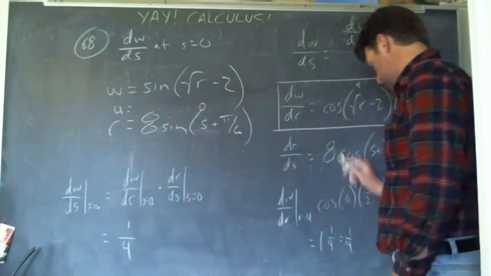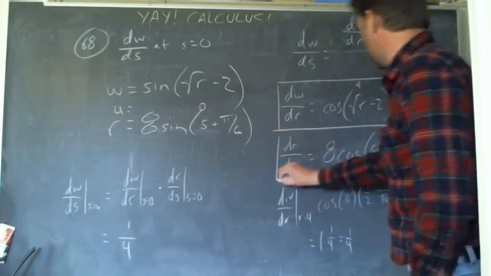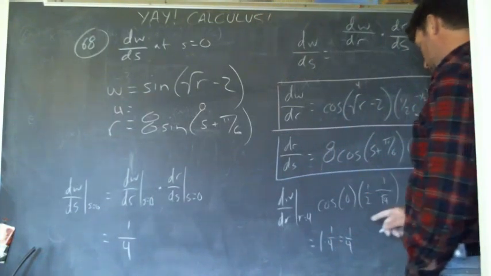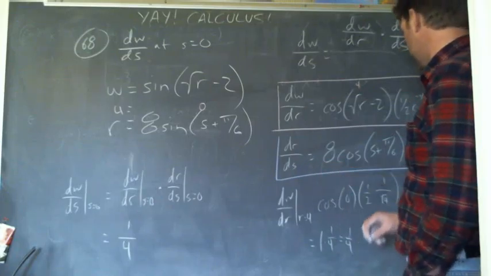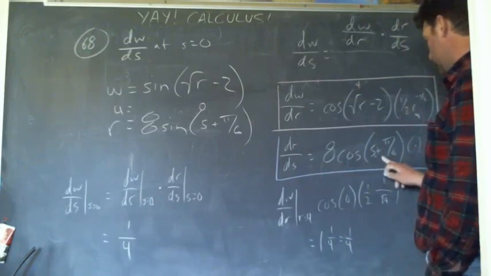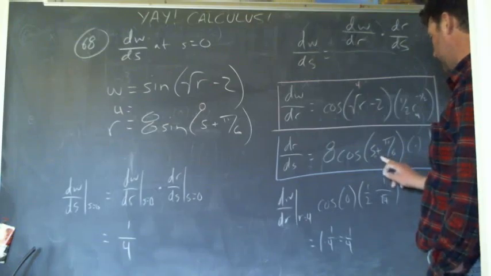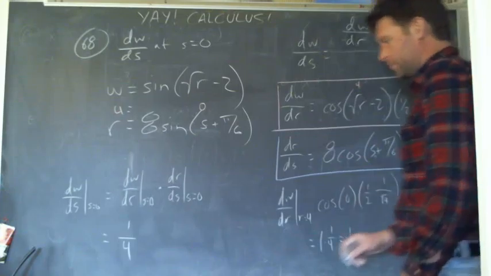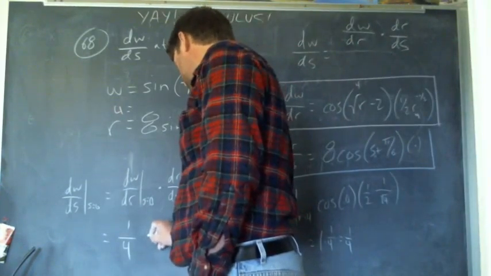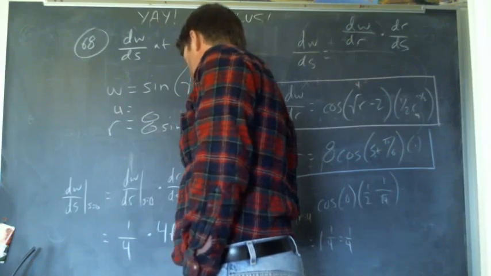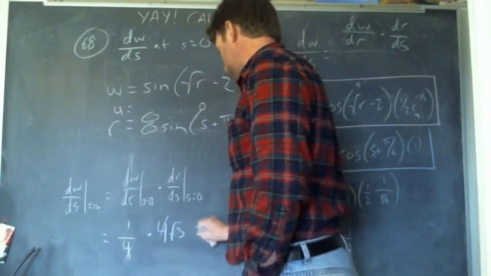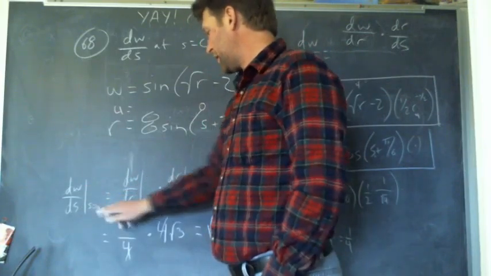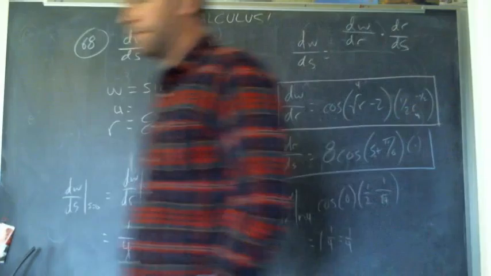Now we'll take the derivative with respect to s of r and do that while s is 0. So that's the cosine of pi over 6. Cosine of pi over 6 is radical 3 over 2. Radical 3 over 2 times 8 is going to be 4 radical 3. And the 4 and the 1/4 cancel. And so we have the derivative of w with respect to s when s equals 0 is radical 3.